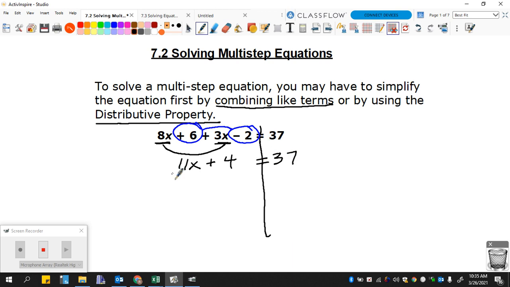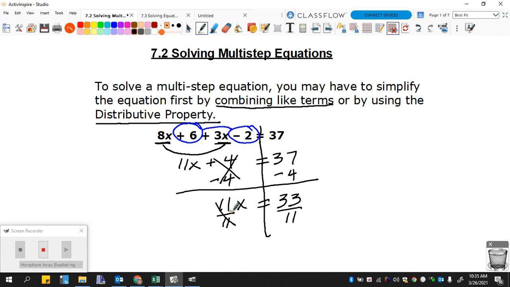And then at this point, we just continue to solve like we were solving in the last lesson where we have a two-step equation. So we're going to subtract the 4 first, because we have just a constant number of 37 over on the right-hand side. The 4's cancel out because they add up to 0. We're left with 11x is equal to 37 minus 4 is 33, and then we divide by 11, and the 11's cancel out. 11 divided by 11 is 1. 1 times x is simply x, so x is equal to 3.